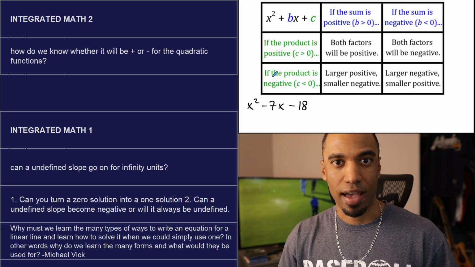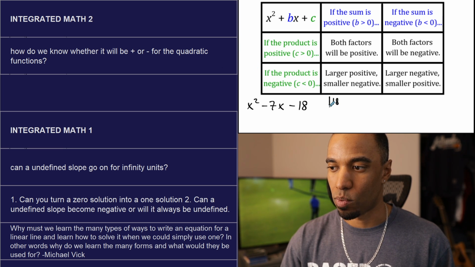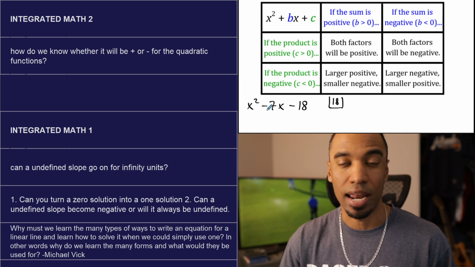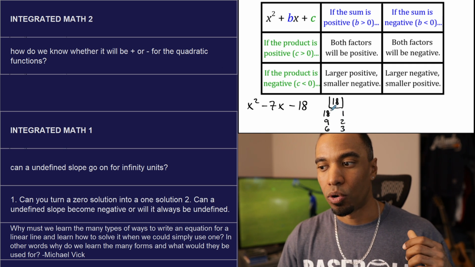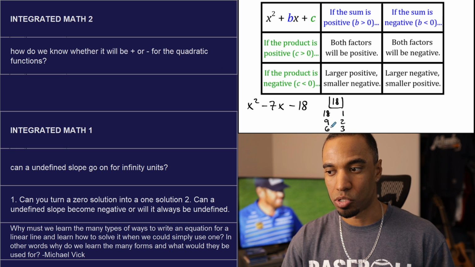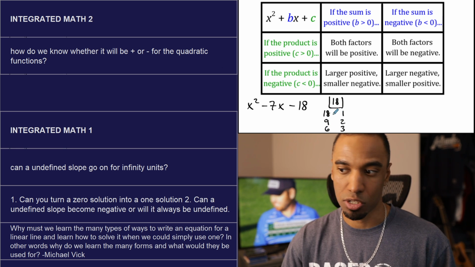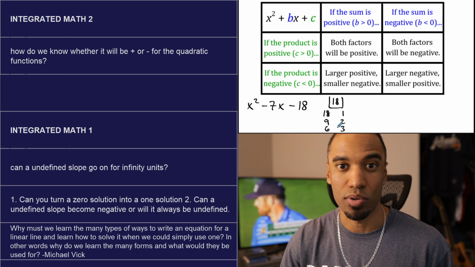Well, you want to list your factors of 18, and you have to figure out what two numbers multiply to make negative 18 and add to make negative 7. It can be a combination of something using the numbers 18 and 1, 9 and 2, or 6 and 3. Now, in order to do this right, you don't want to be doing 18 plus 1, 9 plus 2, 6 plus 3, 18 minus 1, 9 minus 2, 6 minus 3, negative 18 plus 1, negative 9 plus 2, negative 6 plus 3, and negative 18 minus 1, negative 9 minus 2, negative 6 minus 3.